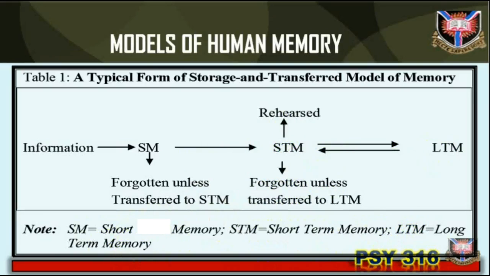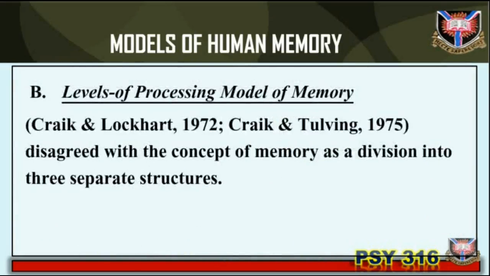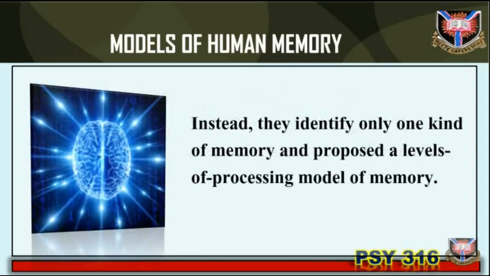B. Levels of processing model of memory. There is another way of looking at how memory works. Some researchers, Craik and Lockhart, 1972, and Craik and Tulving, 1975, disagreed with the concept of memory as a division into three separate structures. Instead, they identified one kind of memory and proposed a levels of processing model of memory.